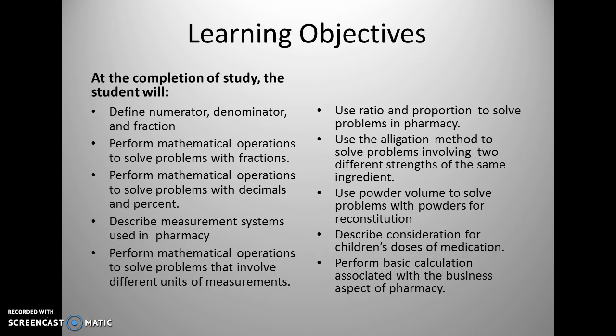use the alligation method to solve problems involving two different strengths of the same ingredient, use powdered volume to solve problems with powder for reconstitution, describe considerations for children's doses of medication, and be able to perform basic calculations associated with the business aspect of pharmacy.